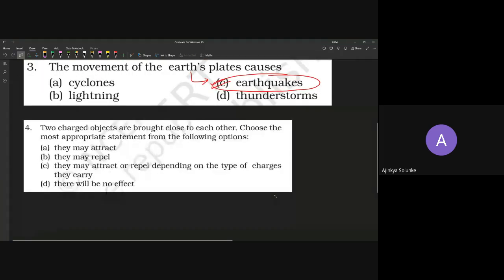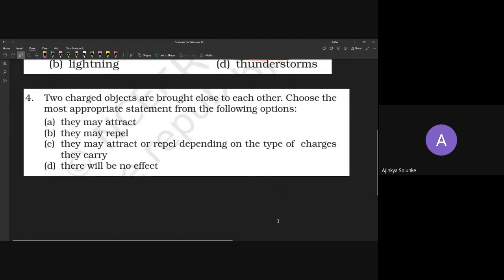Now, this is somewhat a big question. Let us read it. Two charged objects are brought close to each other; choose the most appropriate statement from the following options. They will attract, they will repel, they will attract or repel depending on the charges, or there will be no effect. Okay, so what do you think? What's going to happen?